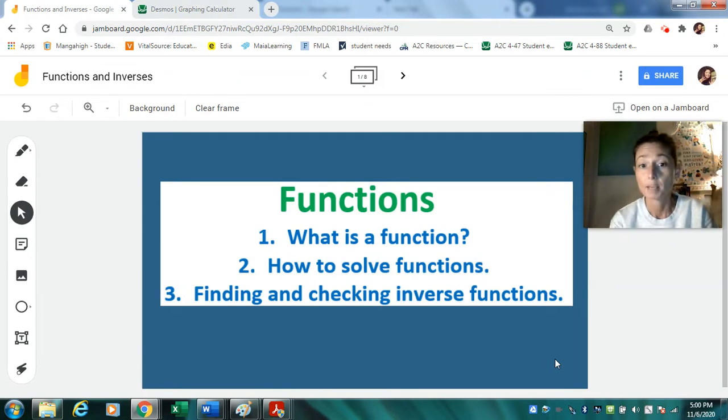We are going to be talking about what functions are. We've talked about this a little bit in class, but we'll get into specifics about what we mean when we say a function. I apologize, my cat's tail is getting in the way. We're also going to talk about how to solve functions and finding and checking inverse functions, which is a cool way of looking at what would happen for a function that had opposite x and y values. So that is the plan for this video.